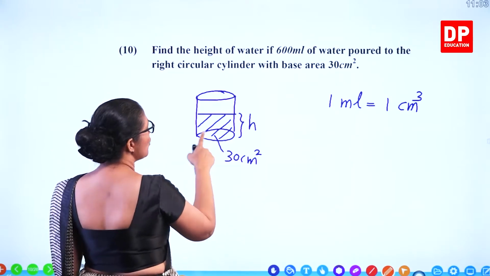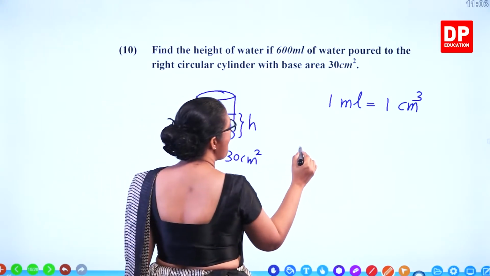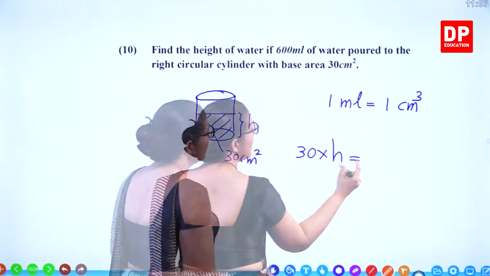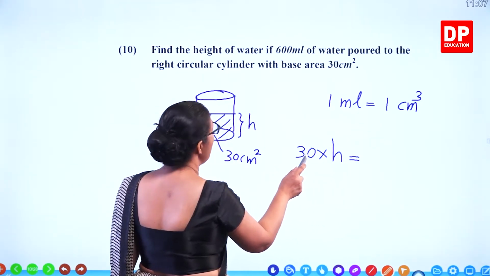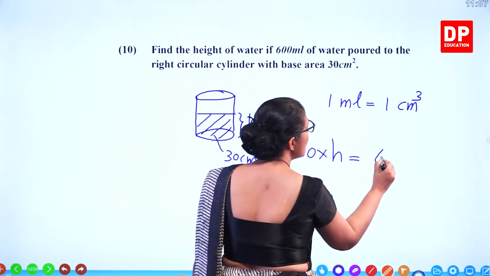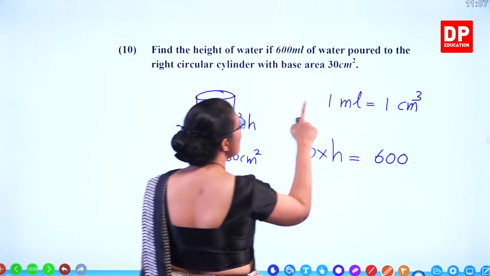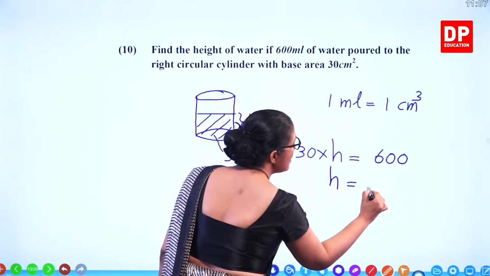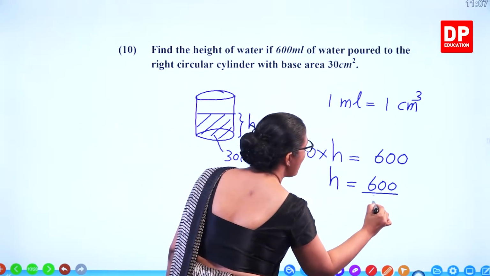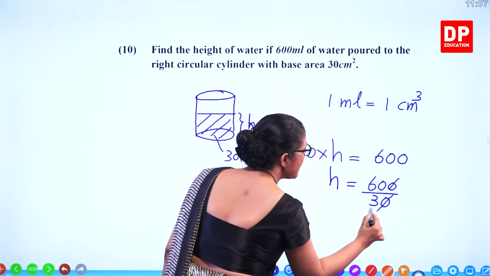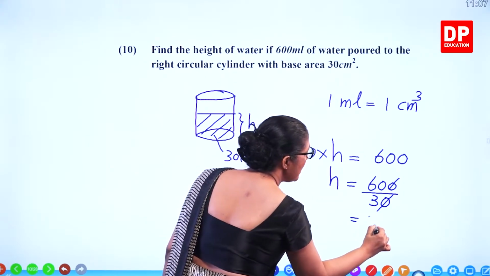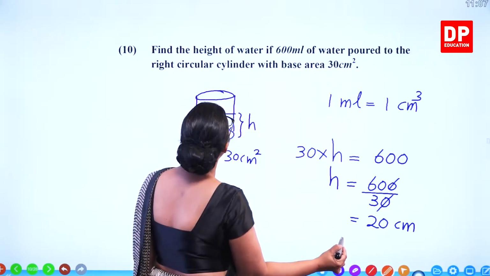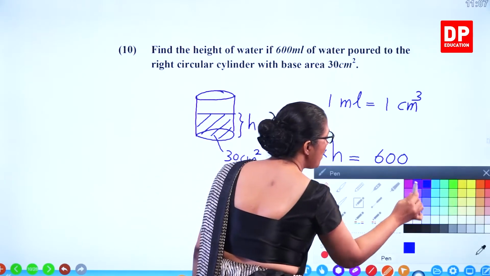So if you know the base area into height is the volume of water, base area into height is equal to 600. That's the volume of water. So what is H? H is equal to 600 divided by 30. Zero gets cancelled out. 60 divided by 3. That's 20 centimeters. So that's the height. So you get 2 marks for this.